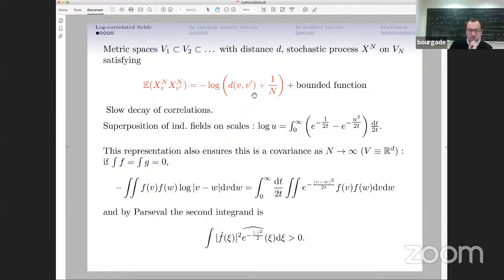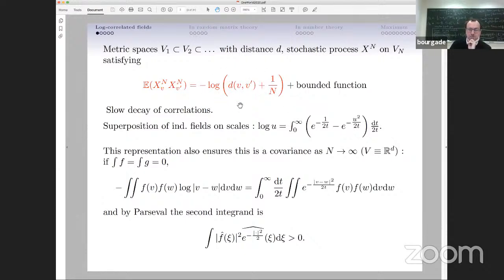So the first thing you can observe from this kind of definition is that there is a very slow decay of correlation because you have this logarithmic term. Typically, for complex systems, the easy cases are when you have summable decay of correlations. Here, we are very far from that, but still we want to argue that there is a lot of universality and common techniques for many models which exhibit this kind of structure.